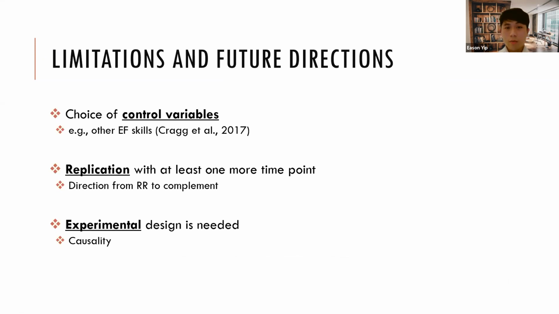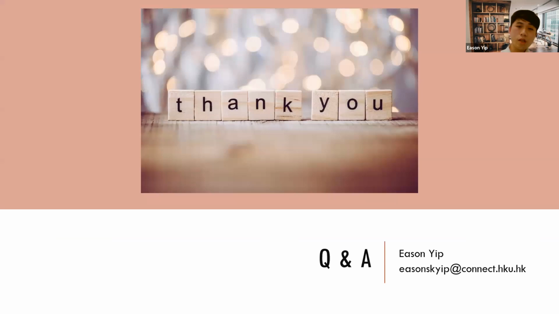Finally, there are some limitations and future directions. For example, the choice of control variables may be changed in future studies. And the current study may also be replicated with at least one more time point to clarify the direction from relational reasoning to complement understanding. Lastly, an experimental design will be needed to confirm the causality.